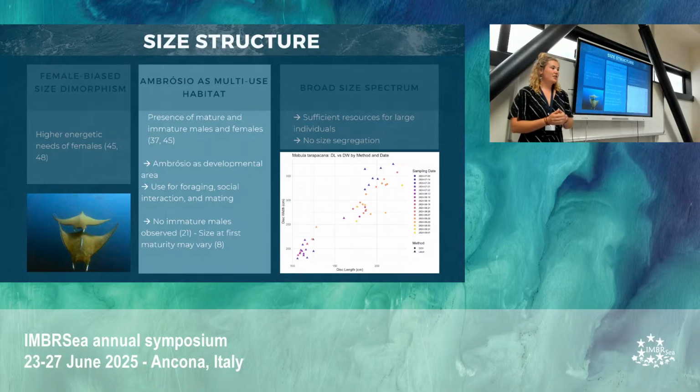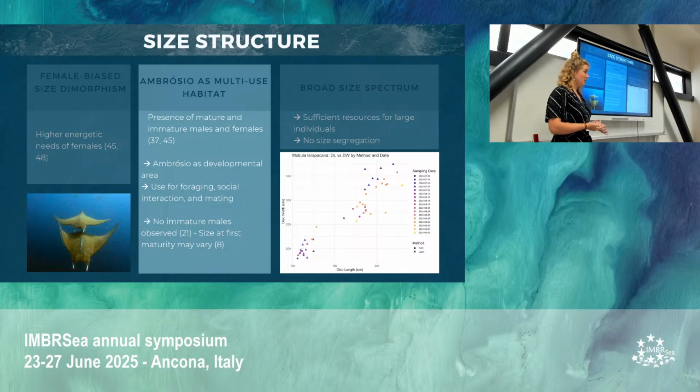We found indications for the presence of mature and immature individuals. So Ambrosio could be an important developmental area for immature individuals, but also maybe an important socializing area for mature individuals. It's important to mention that my supervisor did visual cluster observations of males over the last 10 years, and he couldn't find any evidence of apparently immature males. So this might indicate that the size at first maturity actually might vary between different regions.